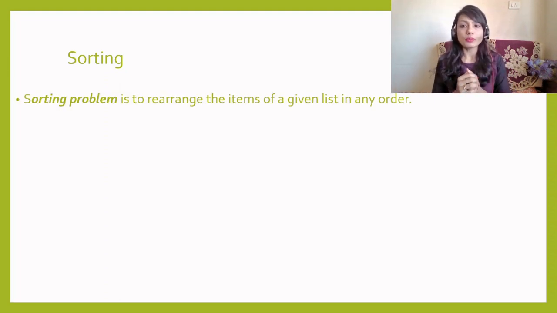The sorting problem is to rearrange the items of a given list in some order, either descending or ascending. So the criterion for sorting, whether ascending or descending order, is known as the key. That criterion to sort the problem is known as the key.